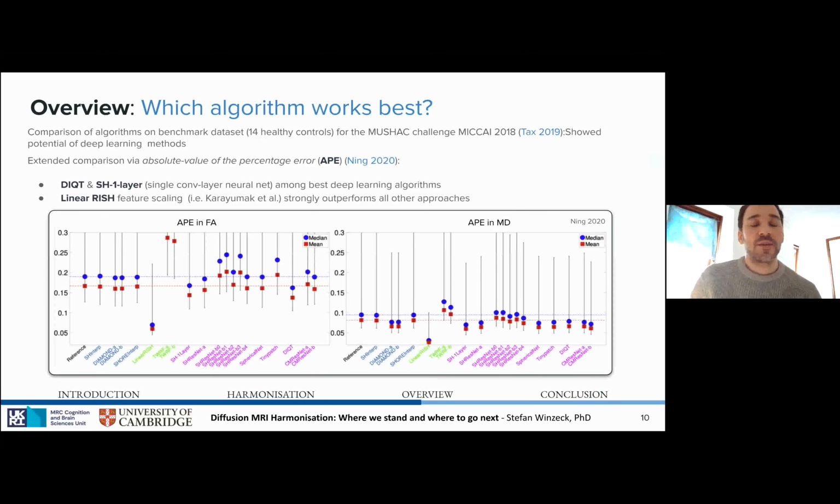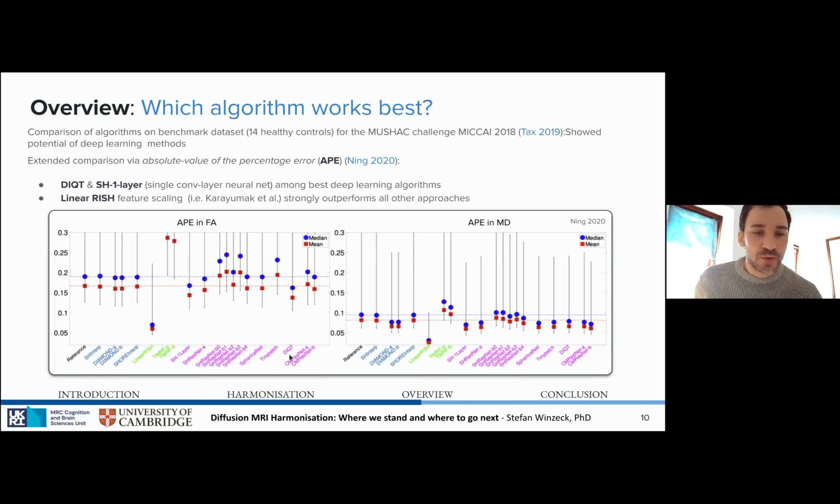But which algorithm should we use? Because there are so many out there. There was a challenge to compare these different algorithms with one another. And deep learning had quite a big potential. However, you can see here that linear RISH feature scaling still outperforms all the other ones. And here you see the different deep learning methods in purple.